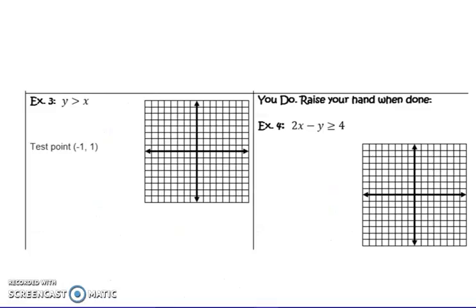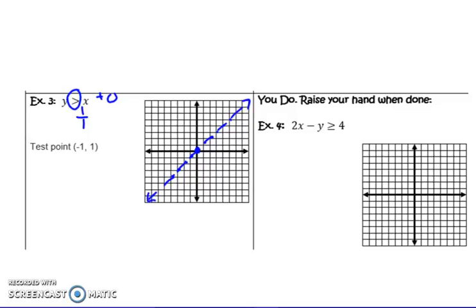Our third example, y is greater than x. Well, this tells me my b is 0, so my starting point is (0, 0). Well, I have a slope of 1 over 1. So that means I can go down 1 to the left 1, or I can go to the right and up. Now if I look at my sign, it should be a dashed line.